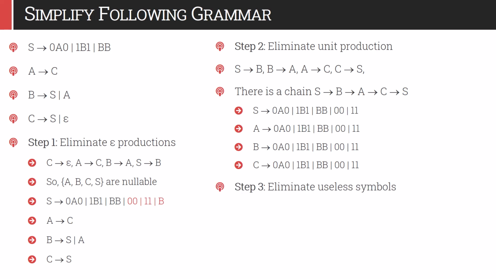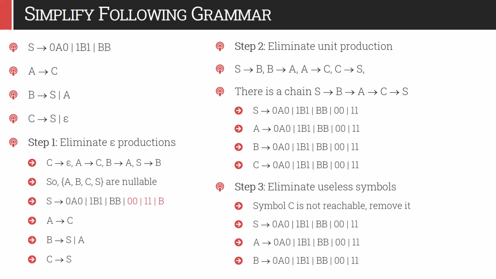In step 3, we will eliminate the useless symbols. So from the start symbol, if we look at the productions of S, then from S we can go to A and we can go to B. From A we can only go to A and B. From B we can only go to A and B. But from C there is no way. We cannot go to C from S or A or B, and hence C is not reachable and we can directly remove it from the final grammar. So these 3 productions are the simplified grammar.